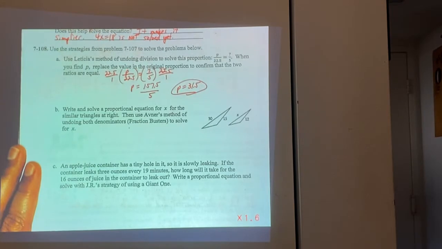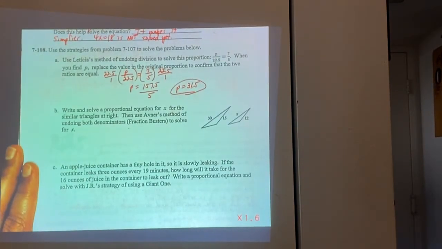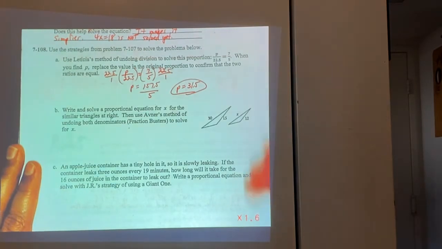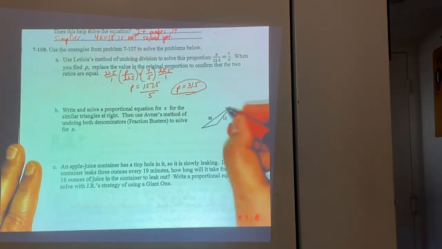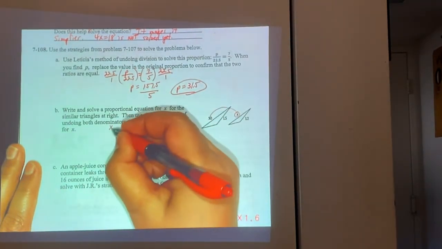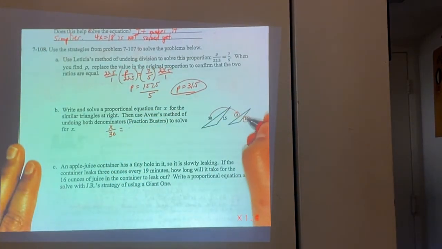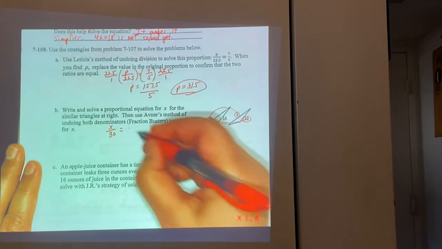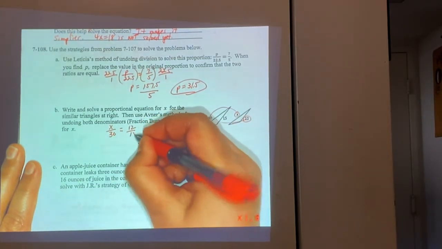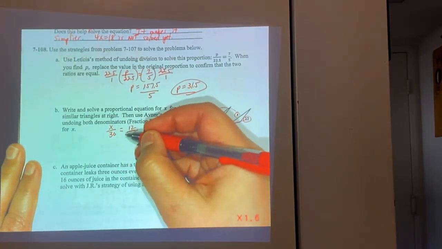Write and solve a proportional equation for x for the similar triangle. Use Abner's method. Okay, Abner went, this one is over this one. So x over 30. And then this one over this one, 12 over 15. What did Abner say to do?